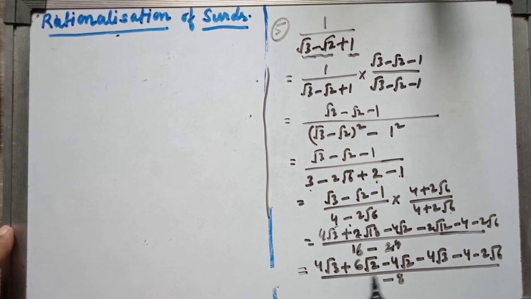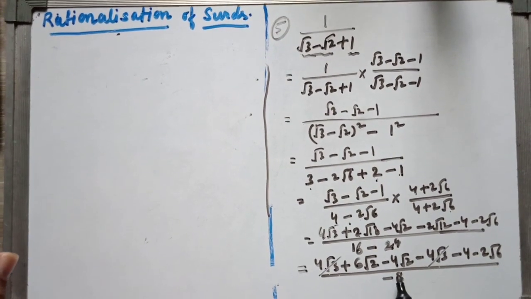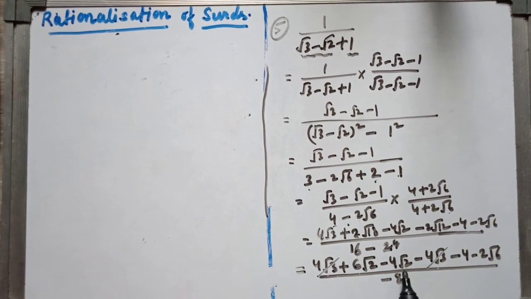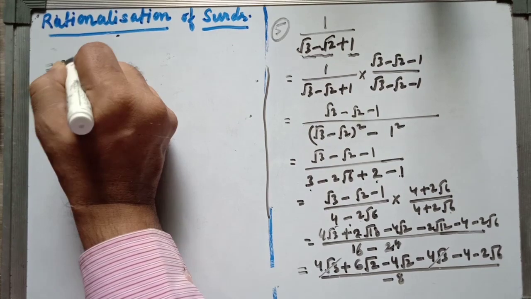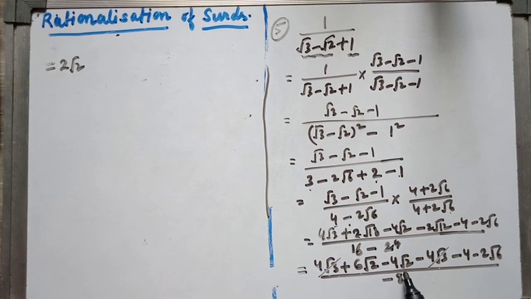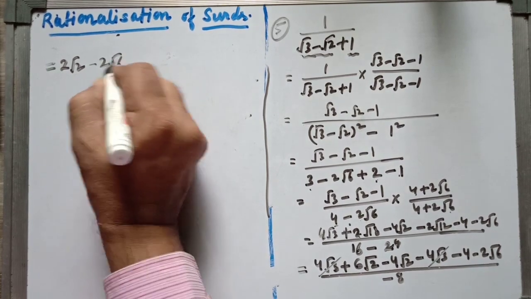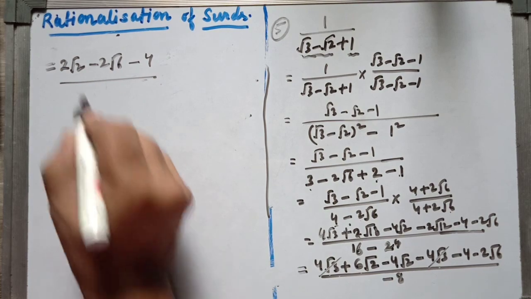What are the like terms here? 4 root 3 minus 4 root 3. These will cancel. Opposite sign, it becomes 0. And 6 root 2 minus 4 root 2 is 2 root 2. And this is minus 2 root 6, minus 4. And the denominator is minus 8.